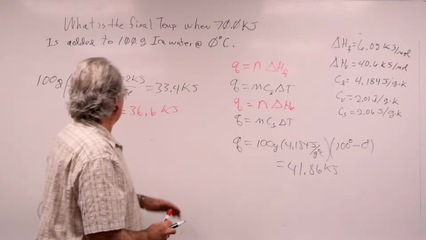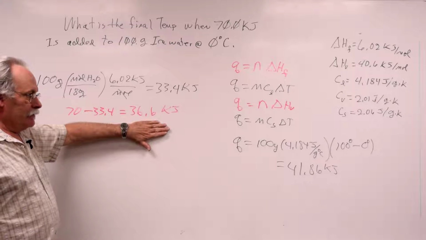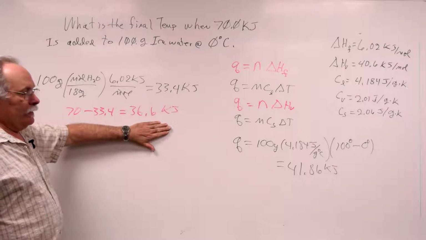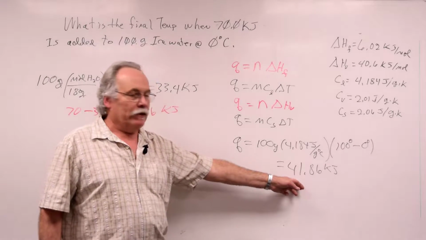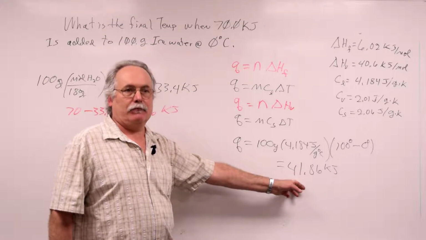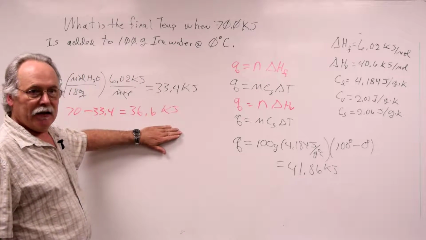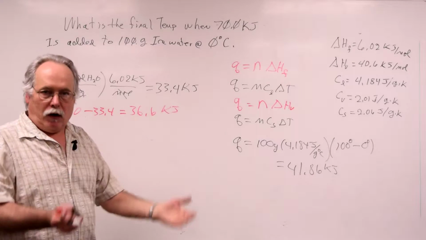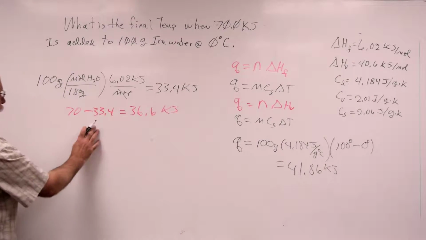This tells us that we have liquid water, and the final temperature is somewhere between 0 and 100 degrees, because we would have had to add 41.86 kilojoules to bring it to the boiling point. So we know the final temperature is less than 100, and we have liquid water, okay? So now we ask ourselves, what is that final temperature?